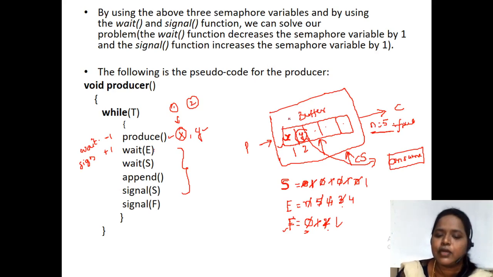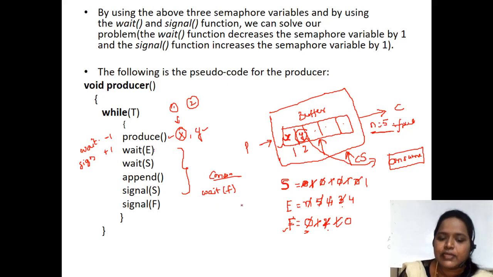First we have to do wait(F). So the consumer code I am writing here. First is wait(F). So F will again become 0. Why? Because we are going to consume another item. Then wait(S). Wait(S) in the sense now 1 is going to be 0. Now take. The take operation in the sense we are going to consume this item also.